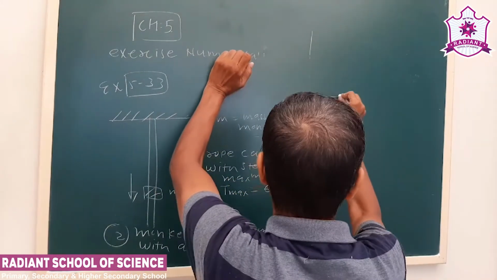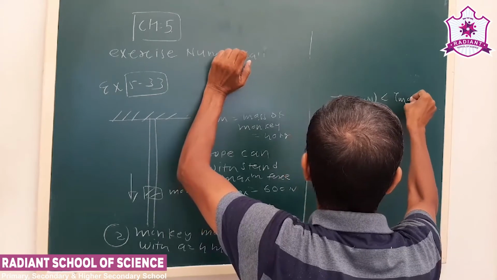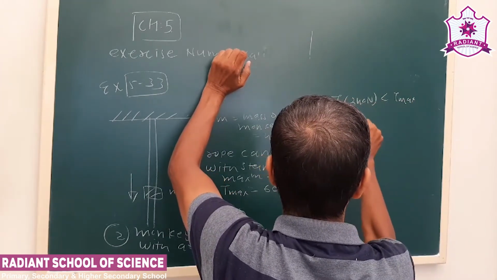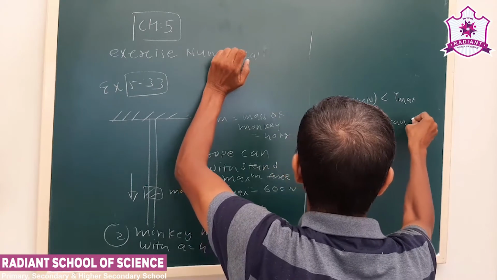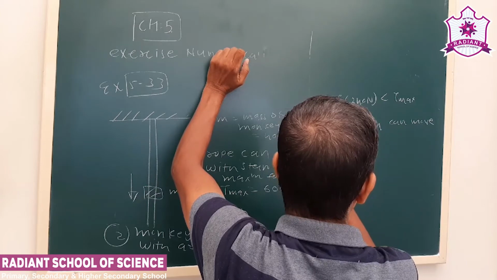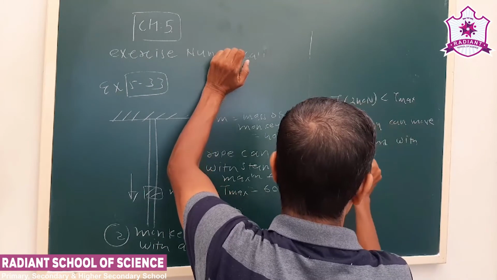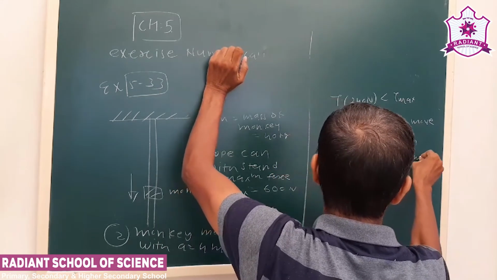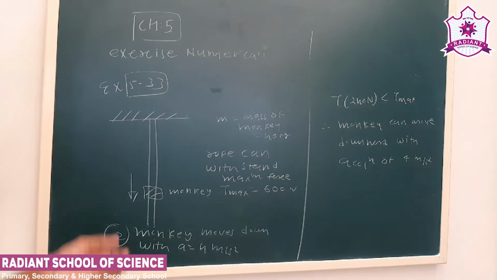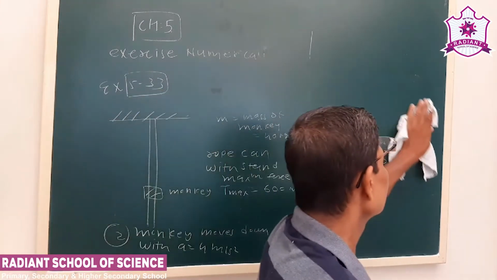Okay, so here T with acceleration of, so the monkey can move down safely. Third case, see, the monkey moves with a constant speed of 5 meters per second. This is our third case.